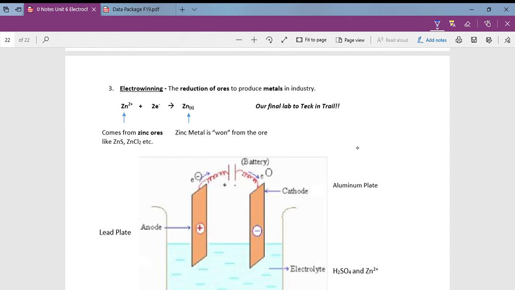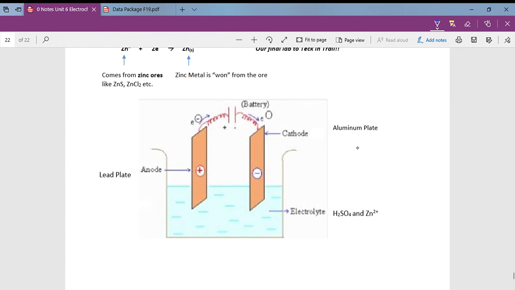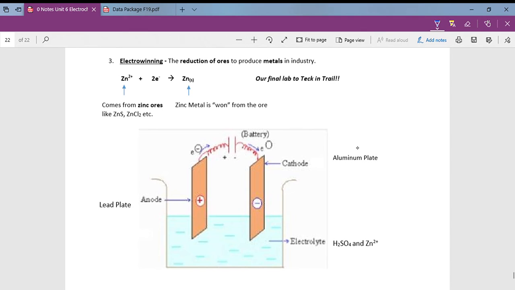They take you through a bit of a history of Teck Cominco, and then you actually travel to Teck Cominco and get taken inside, and you go to where they manufacture zinc. So this is how the process works.